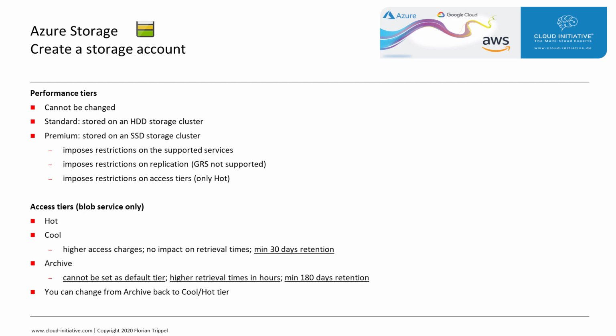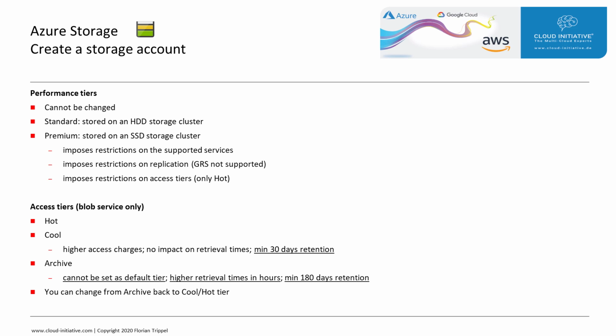Storage accounts come in various kinds, performance tiers and access tiers. The performance tier determines to which storage cluster our storage account is allocated. This is why we cannot change the performance tier after creation. In standard performance tier, our data is stored on a magnetic storage cluster. In premium performance tier, our data is stored on a modern SSD storage cluster. When we choose Premium, we have supreme performance, but we sacrifice some other functionality. For instance, we lose the ability to replicate to a paired region.